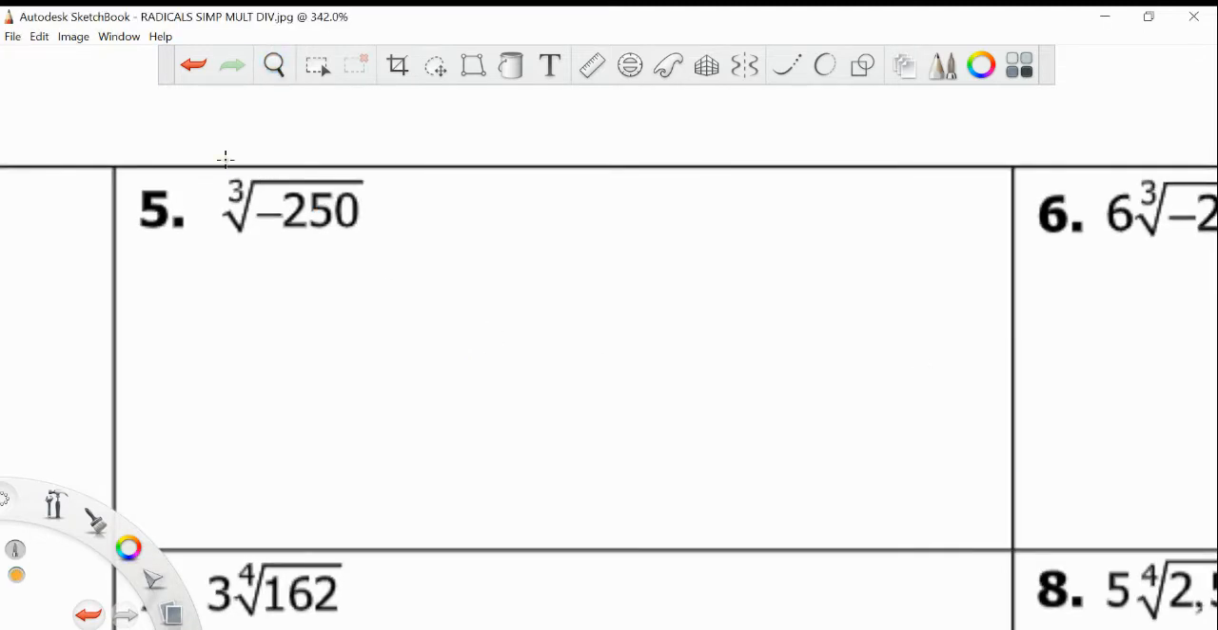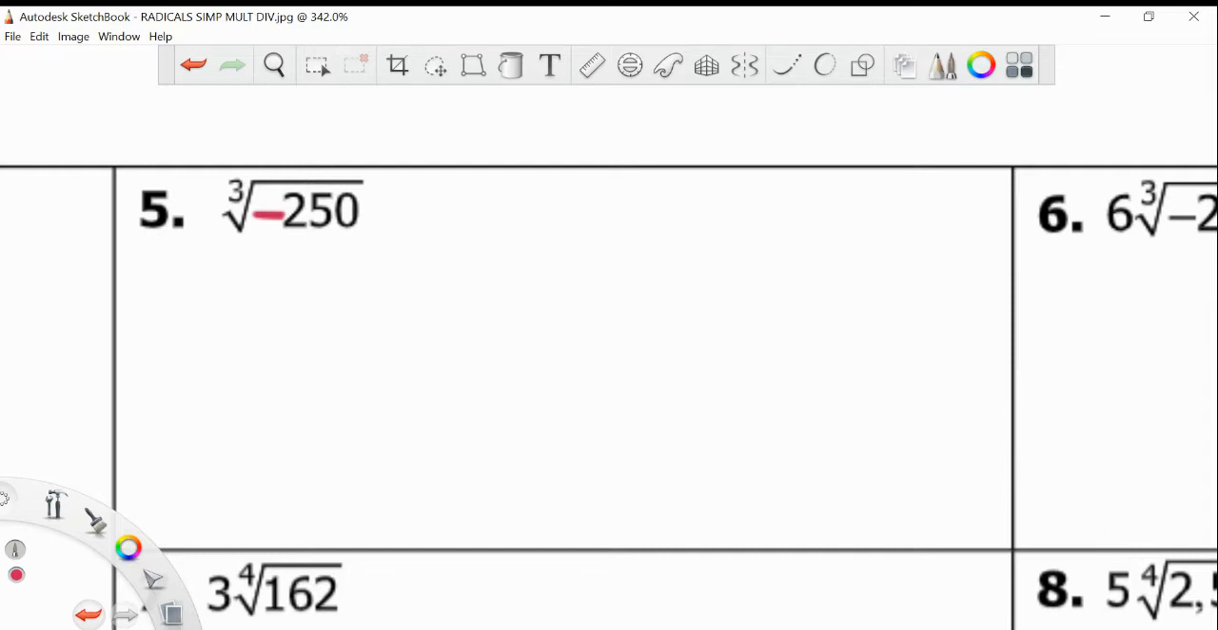First of all, we have a cube root, and that is very, very important. That means we need to circle triplets, right? We need 3 things at a time as we circle these pairs of numbers. I also see a negative sign, okay? Hopefully you've watched the other video that has to do with handling negatives inside of radicals, right?